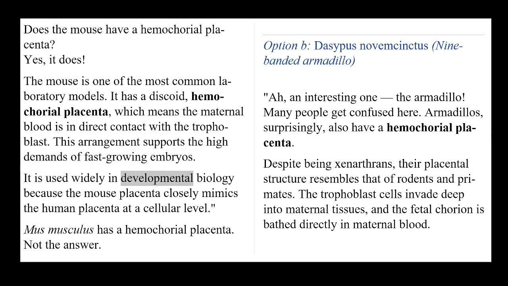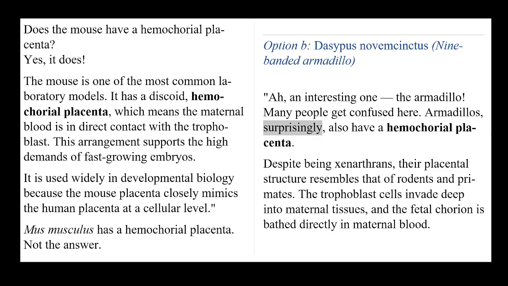It is used widely in developmental biology because the mouse placenta closely mimics the human placenta at a cellular level. Mus musculus has a hemochorial placenta. Not the answer. Option B, Dasypus novemcinctus, nine-banded armadillo. An interesting one, the armadillo. Many people get confused here.